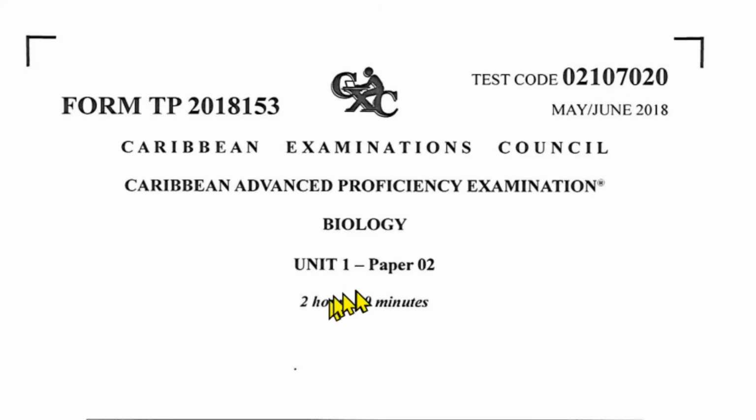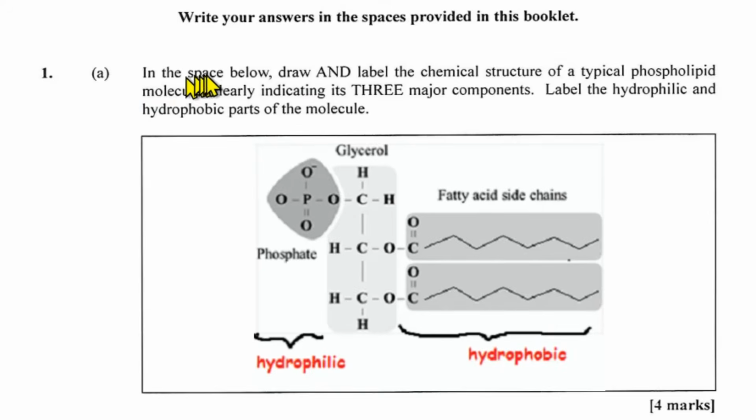Time for the next past paper. Well, here we go. Unit 1, Paper 2, June 2018. Question 1A. In the space below, draw and label the chemical structure of a typical phospholipid molecule, clearly indicating its three major components. Label the hydrophilic and hydrophobic parts of the molecule.